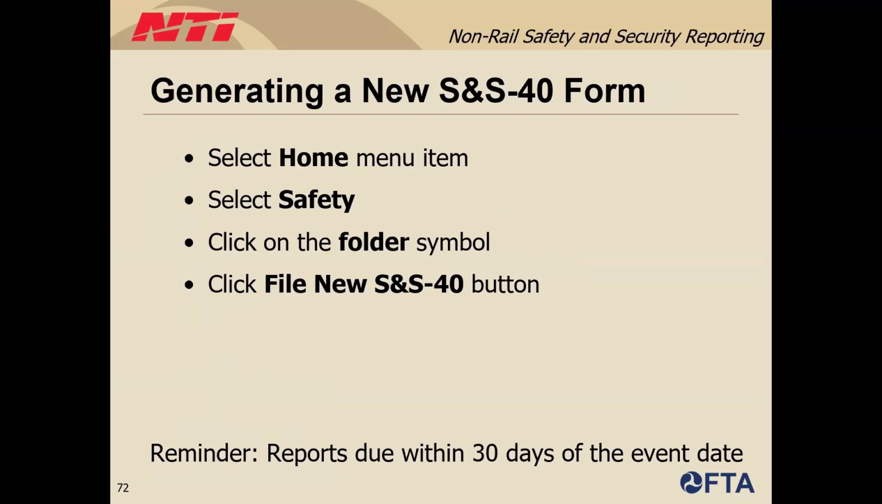Here's a little reminder on how to generate a new SNS 40 report. First, you'll navigate to the Home menu option. Then choose Safety and choose the appropriate calendar year and click on the folder on the left. Unlike the SNS 50 form, the SNS 40 is not automatically generated, and you only create an SNS 40 if there is a reportable event.